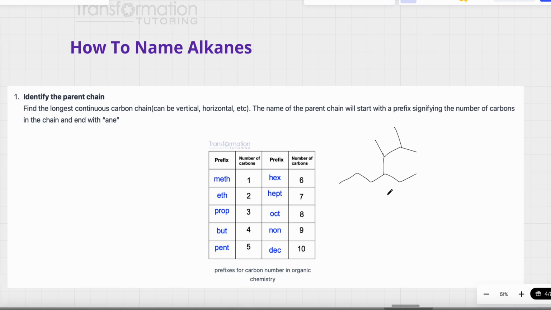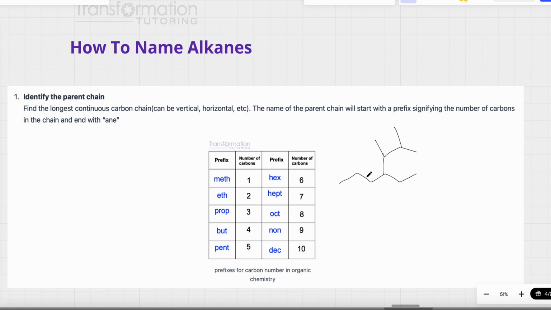Let's make it this way. Let's say that I have this molecule. Let's go ahead and try to identify the longest continuous carbon chain. Let's say that I think that my longest carbon chain is this horizontal one. I can number the carbons 1, 2, 3, 4, 5, and 6. This is a 6 carbon chain.